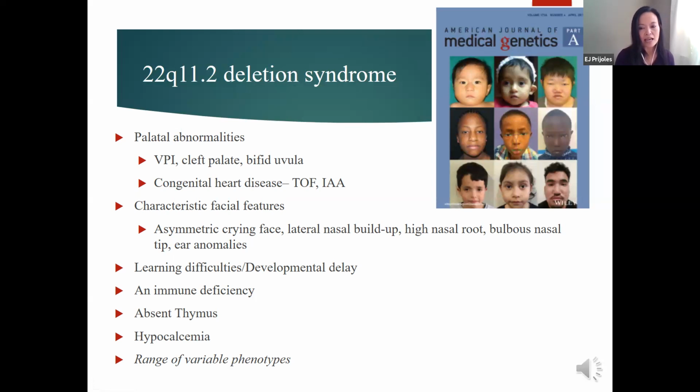These individuals can have some characteristic facial features, although you can tell in this photo with individuals of varying ethnicity that sometimes it's hard to pick out all of these things. But the longer tubular nose is characteristic. Sometimes a bulbous nasal tip and ear anomalies are evident. These individuals can have learning difficulties and developmental delay, immune deficiency, absent thymus, low calcium.